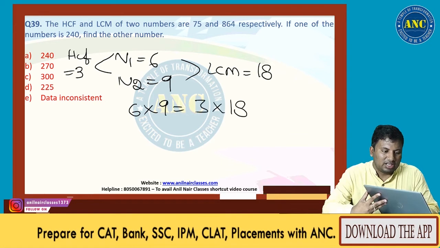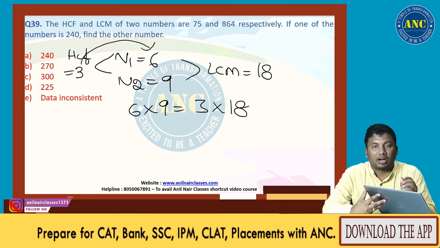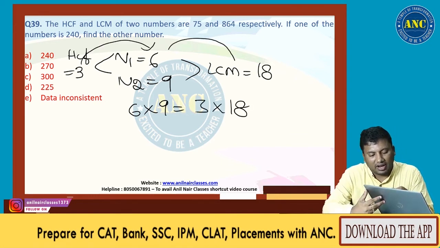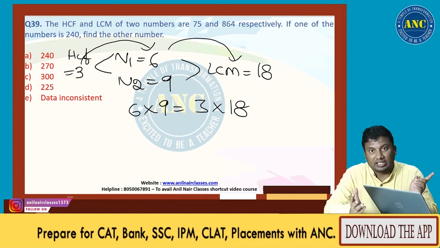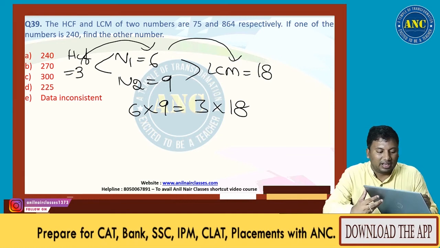Please listen carefully. Is 3 a factor of 6? Yes. Is 6 a factor of 18? Yes. 3 is a factor of 6, 6 is a factor of 18, so 3 is a factor of 18.